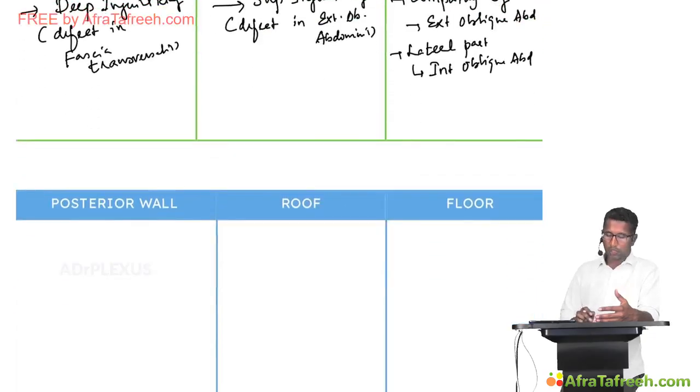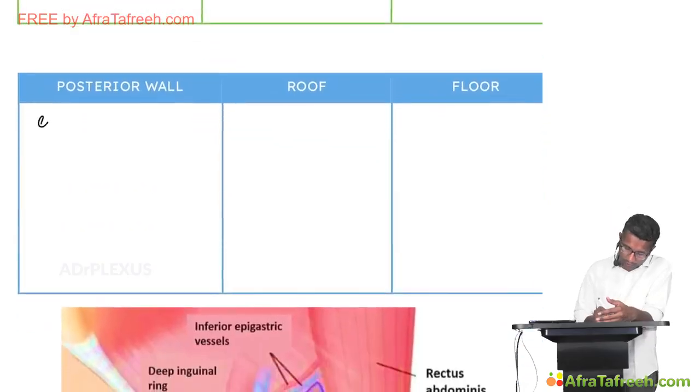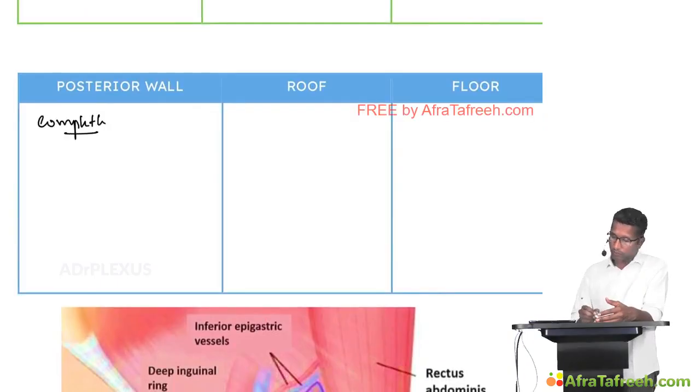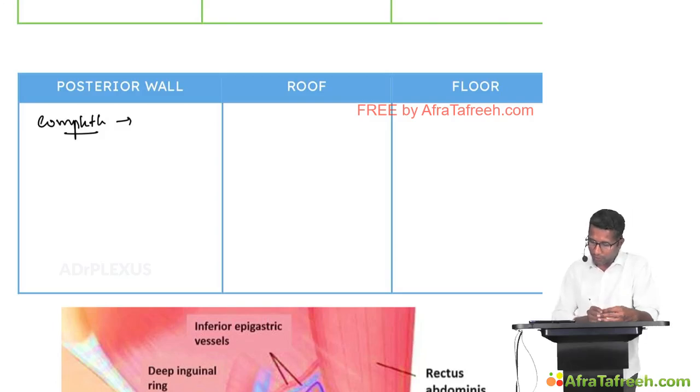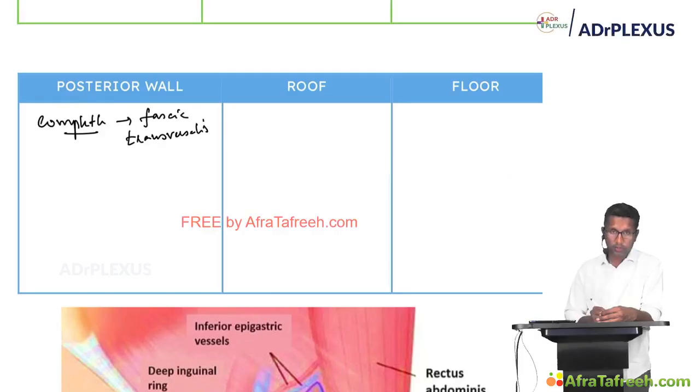The posterior wall, yes, guys, can anybody tell me what the complete posterior wall is formed by? The complete posterior wall is formed by fascia transversalis. Very good, Soumya, Prithviraj, Vinita. It is formed by fascia transversalis.